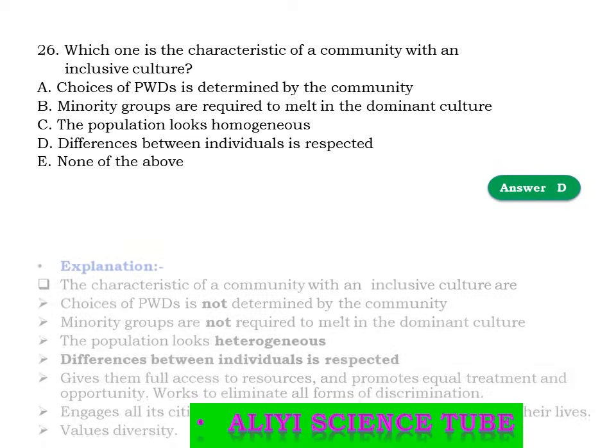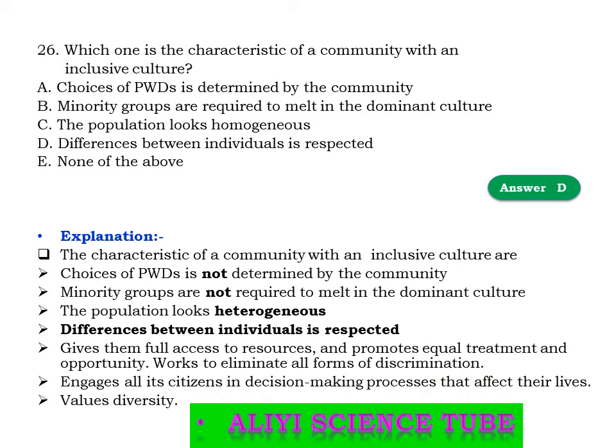So the answer is D. Let us see the explanation. The characteristics of a community with an inclusive culture are: choice of the person with disability is not determined by the community, it is determined by the person with disability; the majority groups are not required to melt into the dominant culture; the population is heterogeneous and differences between individuals are respected. It also gives them full access to resources and promotes equal treatment and opportunity, works to eliminate all forms of discrimination, engages all its citizens in decision-making processes that affect their lives, and values diversity.